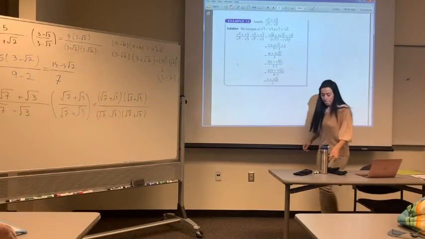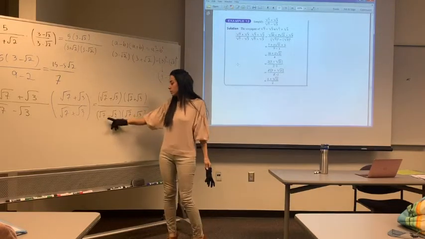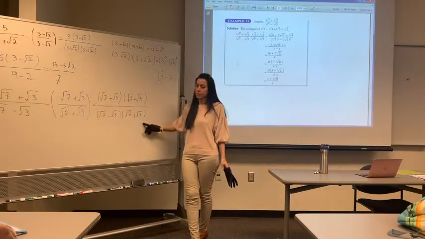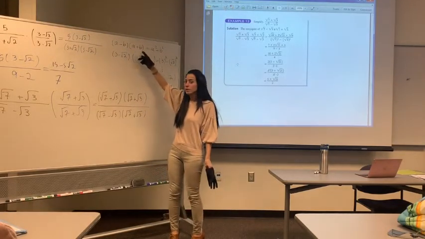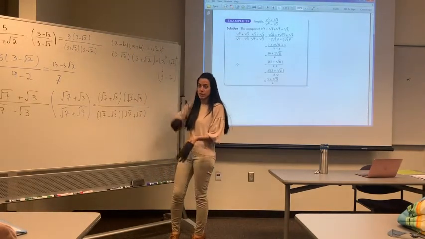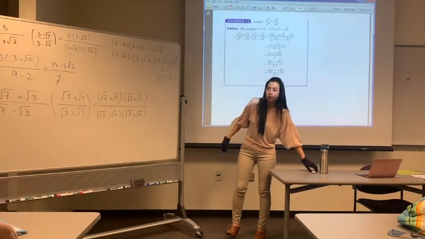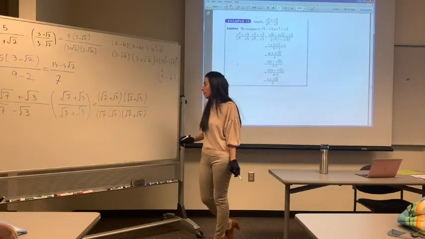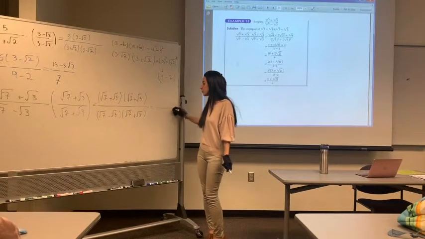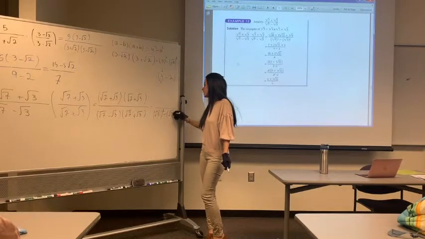Okay, so a minus b multiplied by a plus b, correct? Like here, a minus b multiplied by a plus b. So the result is a squared minus b squared, correct? So we'll have radical 7 squared minus radical 3 squared, correct? Radical 7 squared minus radical 3 squared.